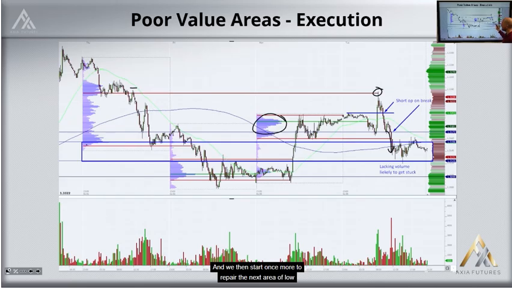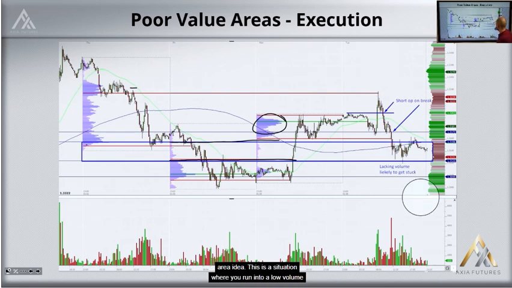After that, you then get a move away from this value area as well, which is this move back down, and we then start once more to repair the next area of low volume inside the blue box, and we get trade reaction from both sides. This is a different type of repair. It's not a poor value area. This is a filling in of low volume.